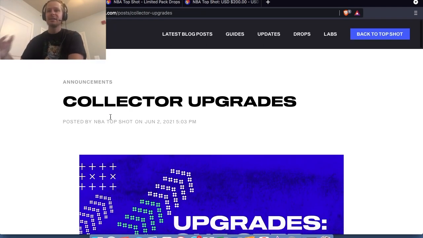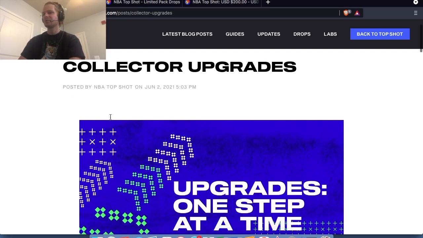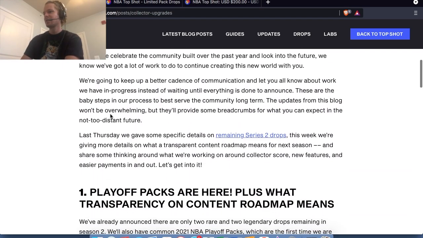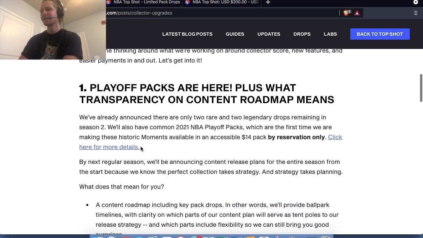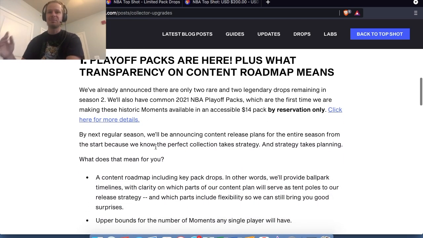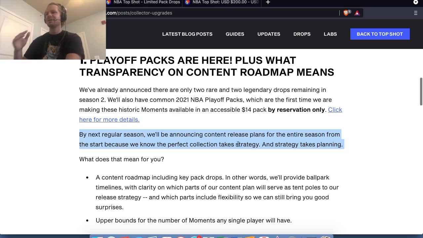And then the next thing is this announcement of collector upgrades that they posted. So the big news on here obviously was the playoff packs that we just talked about, but the second thing, which is actually bigger news than playoff packs, is next season they're going to be announcing the content release plans for the entire season beforehand, which is pretty huge.